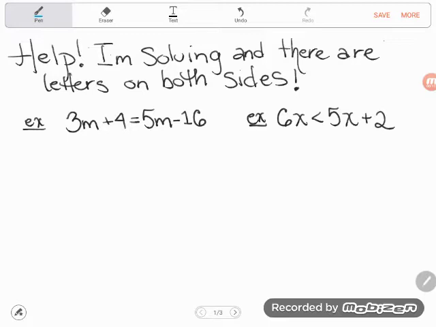So first of all, I'm titling this one "Help, I'm Solving, and there are letters on both sides." So we can solve equations or inequalities, and the basic skill set is the same. So I don't want you to think this is only for inequalities. I'm going to do an equation first, an equation with an equal sign, and then I'm going to do an inequality, same basic skills for solving. We're going to look at what happens when there's letters on both sides.